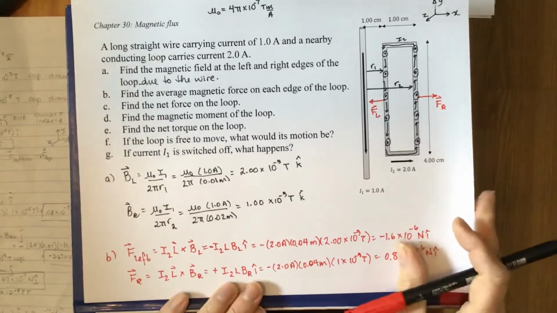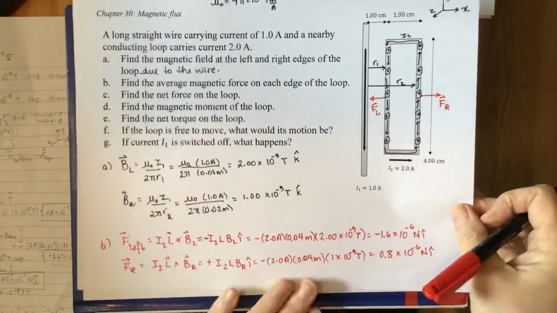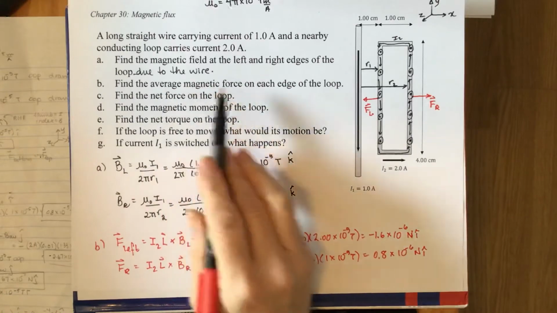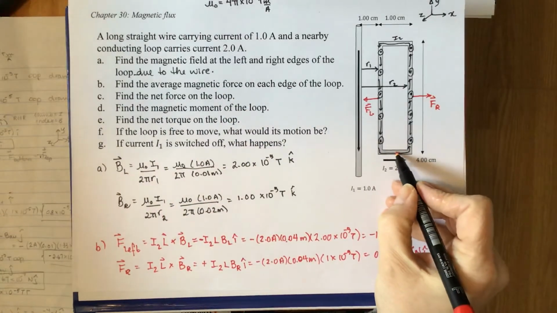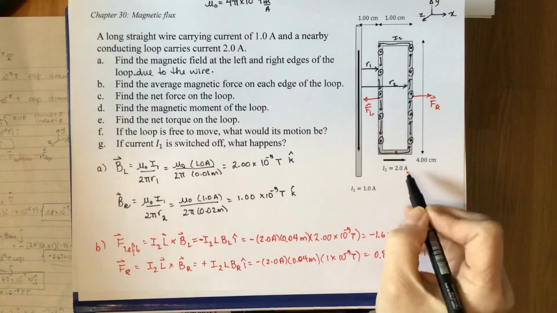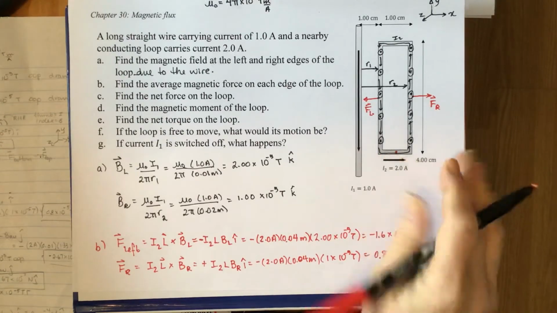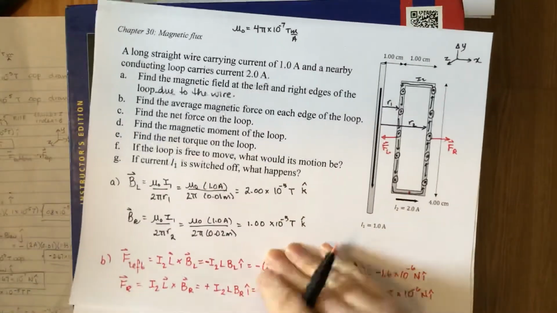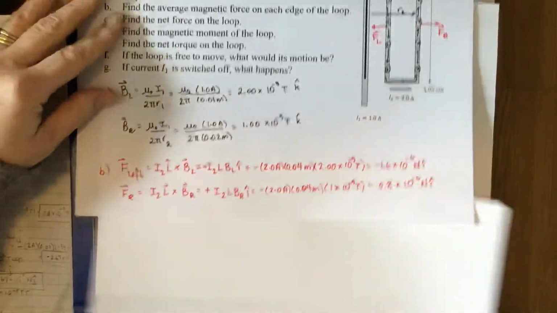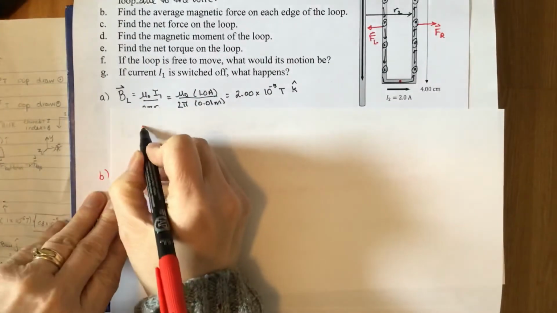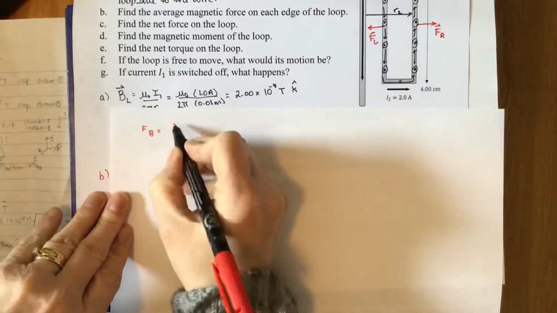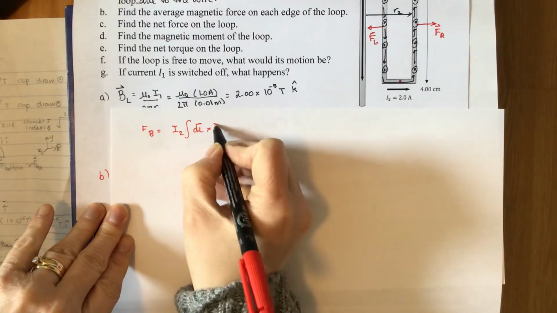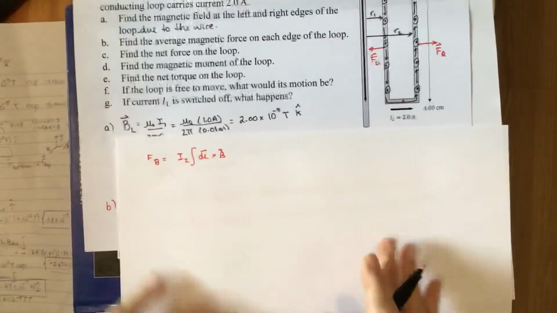Let's do the top and the bottom next. Let's get the direction of the force on the bottom. The first part, find the average magnetic force on each edge of the loop. So let's find the force at the middle of the loop. If you wanted to find the net force, it would work out to be the same as the average force. But if you wanted to find it for real, the force on the bottom of the loop, you'd have to do I2 dl cross B, because the magnetic field changes as you go across.